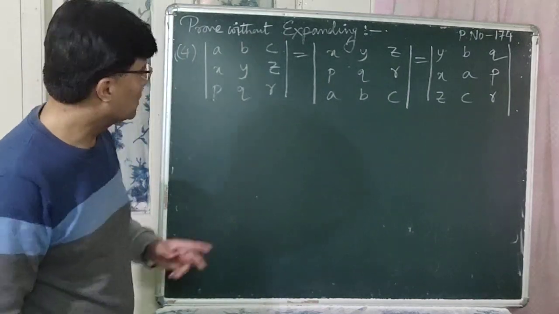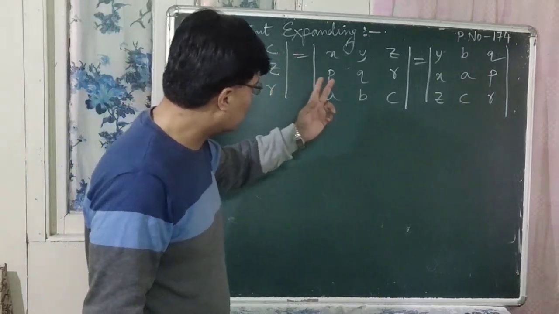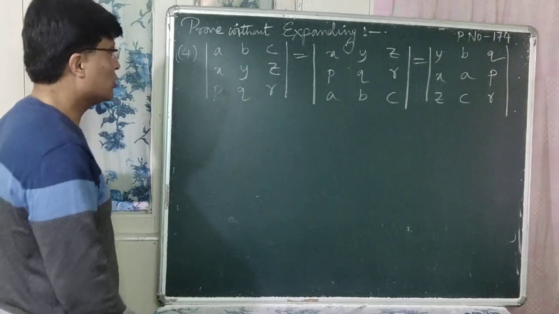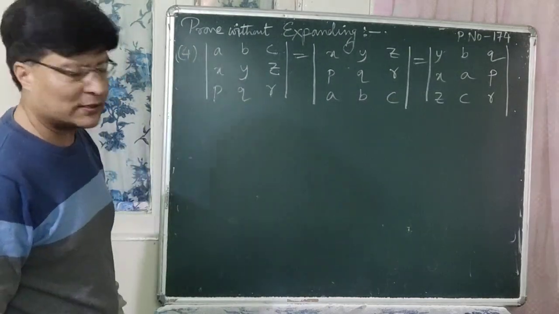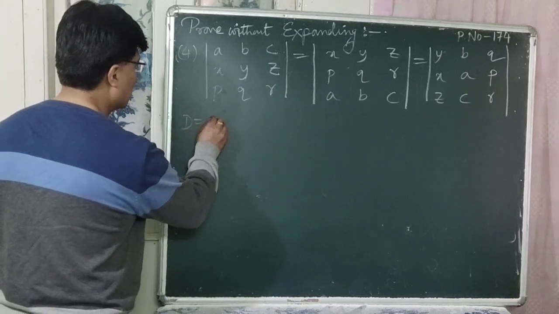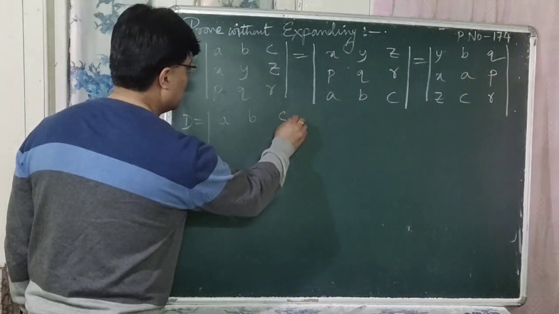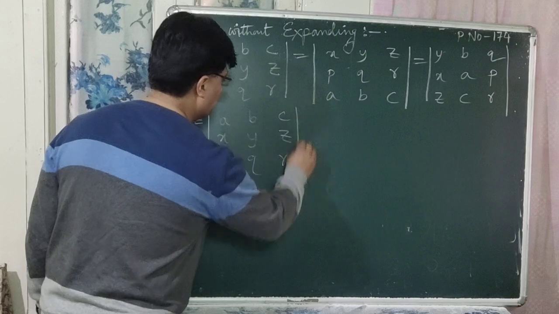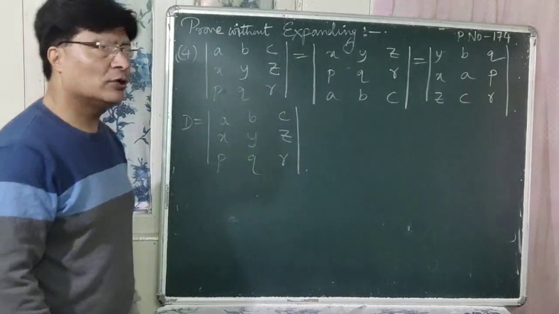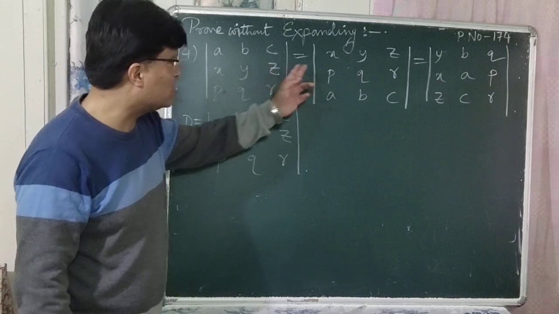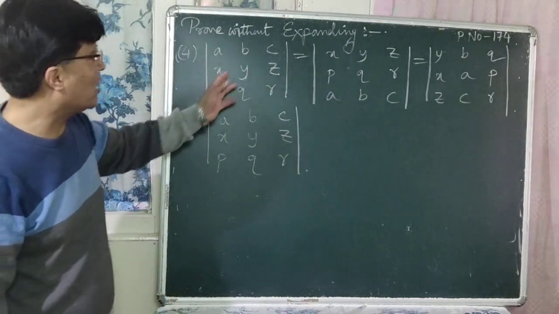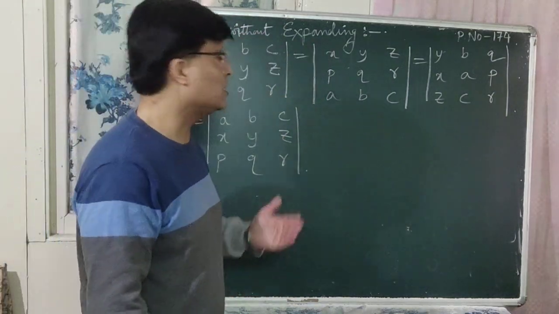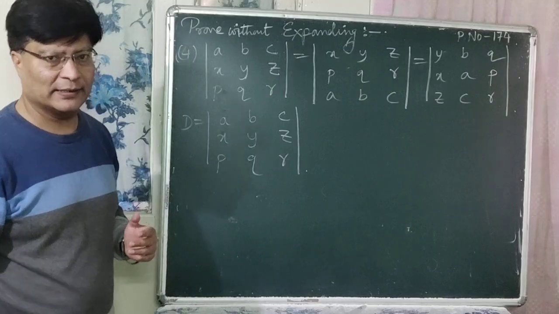You have to prove this determinant is equal to the second determinant, which is equal to the third determinant. Let us write the extreme left hand side, that is, D is equal to first row ABC, second row XYZ, and third row PQR. Here also you have to prove the first is equal to the second determinant without expanding. It is asked in the question, you have to prove without expanding.